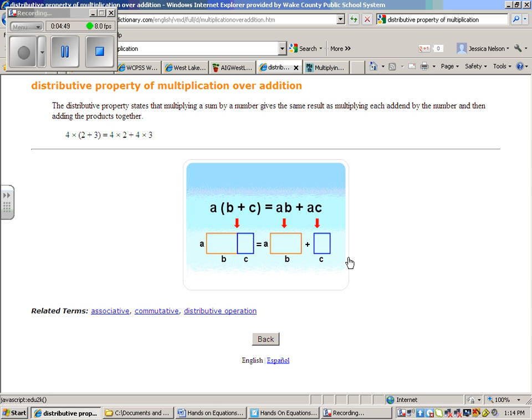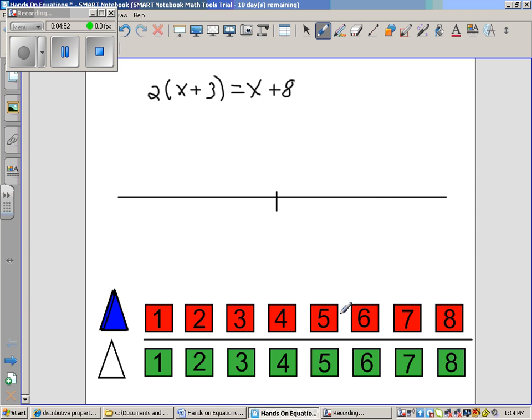So let's apply this to Hands-On Equations. What does that mean for us today? Here's our first equation. We have 2 times x plus 3 equals x plus 8. Well, how is this going to be built on our scale then? How are we going to show this using our manipulatives? There's a couple of ways that you can do this. You can think what this is really saying is x plus 3 and whatever that sum is, times 2. So it's really like saying x plus 3 plus x plus 3.